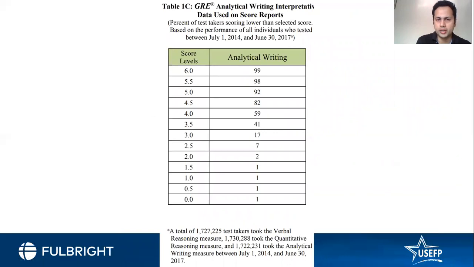Then the analytical writing section. If you score a 3, you're better than 17 percent of people. If you score a 3.5, you're better than 41. So the jump from 3 to 3.5 is huge. And if you jump from 3 to 4, that is very great. So you can see that the scale of the GRE is not linear. You should know the percentile, and it's easily available. Whenever you do a practice test, you can search on Google what your percentile is. You can convert your score to percentile.